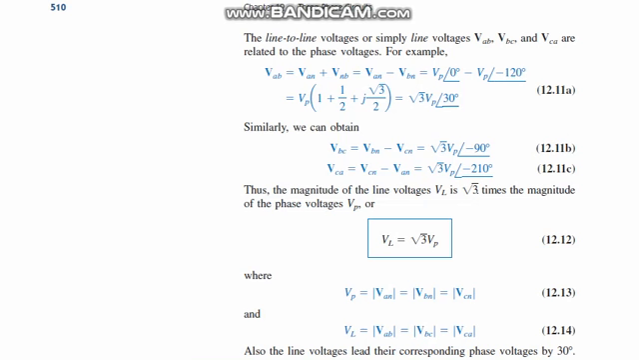Now the main part: how we could calculate the line to line voltage. These are the line to line voltages that I told you about in the previous lecture: VAB, VBC and VCA. Then we find VP 0 degree minus VP minus 120 degree, and how could we calculate it? Pretty simple.